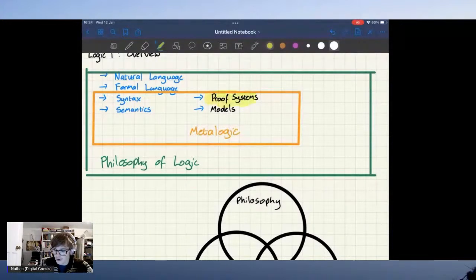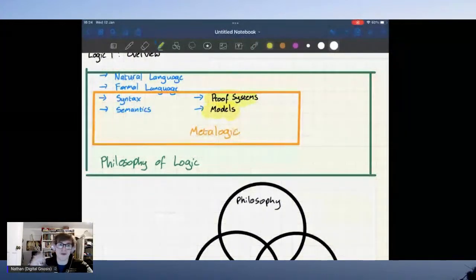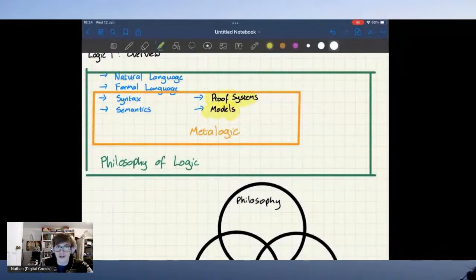And for semantics, I want to talk about models, because when we talk about semantics, whatever our premises and conclusion are, we're going to be thinking about them in a model where certain things are true, certain things are false, and we're going to be evaluating those models. But we'll get onto that a little bit later. Then there are some other topics that we'll touch on.